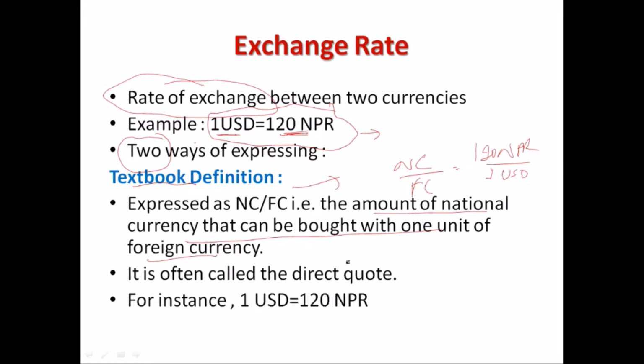The exchange rate measured this way is also called the direct quote. The example is the one we just talked about a few minutes before. So one US dollar is equivalent to 120 Nepalese rupees, or the exchange rate is 120 per US dollar in the textbook definition, where the amount of national currency that can be purchased with one unit of foreign currency is expressed.